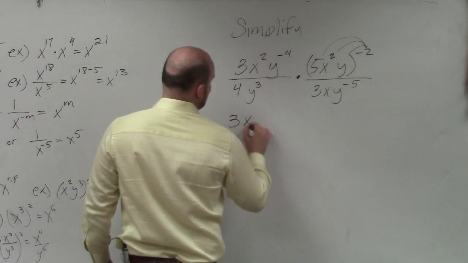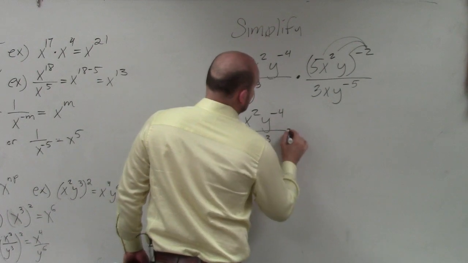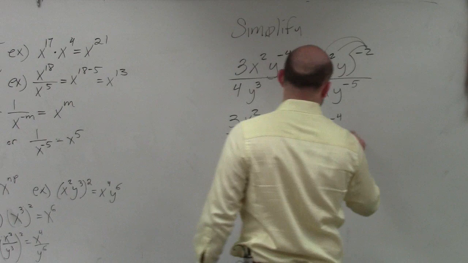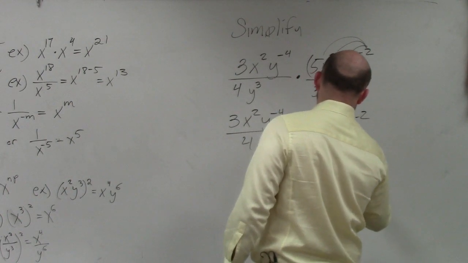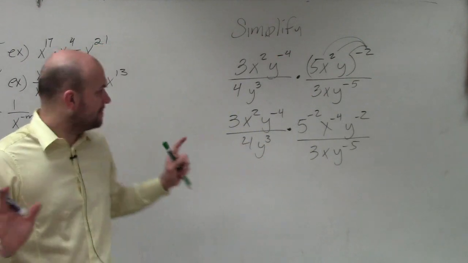So therefore, I have 3x squared y to the negative 4th divided by 4y cubed times 5 to the negative 2nd x to the negative 4th y to the negative 2nd divided by 3x y to the negative 5th. Does everybody follow me so far?